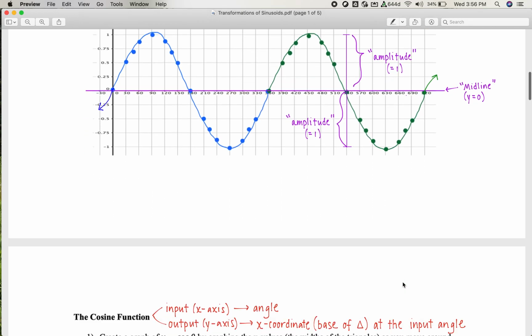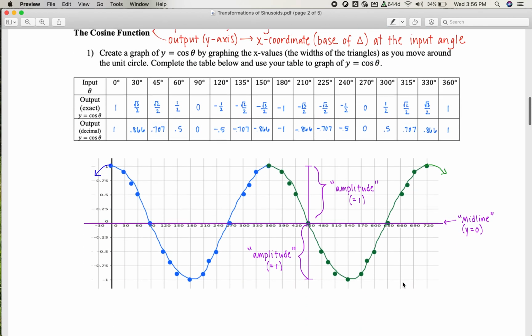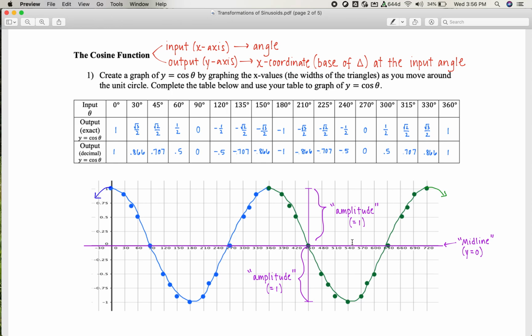Let's take a quick look at the cosine graph. The cosine graph looks very similar to the sine graph, with one exception. The sine graph started at 0 and then increased. The cosine graph actually starts up at 1 and then decreases. And so let's try to make sense of that.